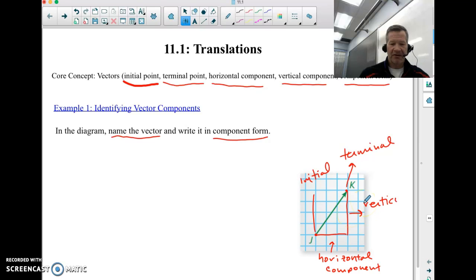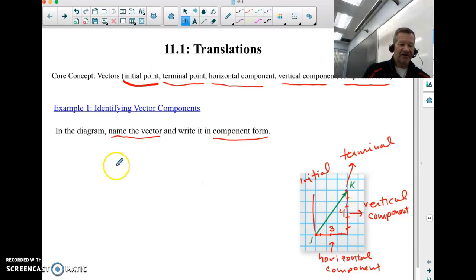So now how do I write a vector in its component form? Well, this horizontal component would be 3 units long. 1, 2, 3 units to get from here to here. The vertical component would be up 1 square, 2 squares, 3 squares, up 4 squares. So that's my vertical component.